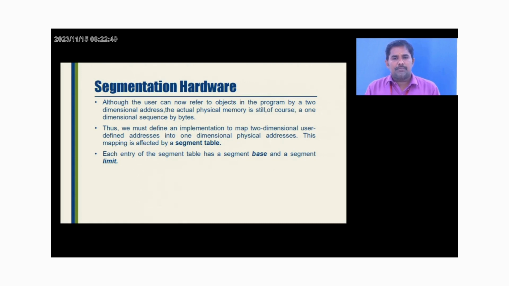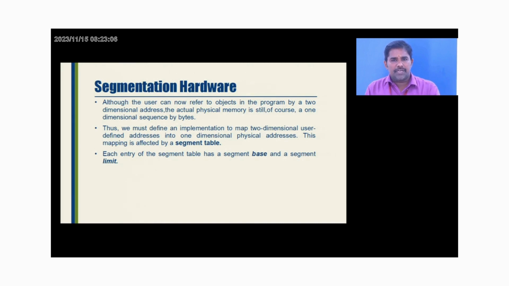We made a division based on the segment, and we all know it is of variable size. That is the matter. For whatever mapping we do, we need some values, which are in the segment table. In the segment table, we have the base and limit registers.